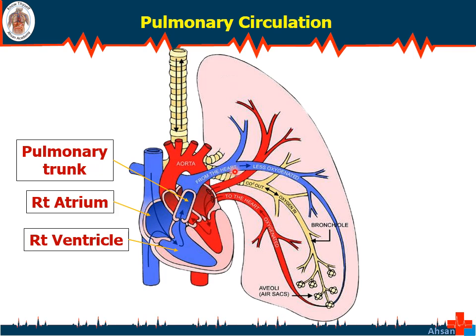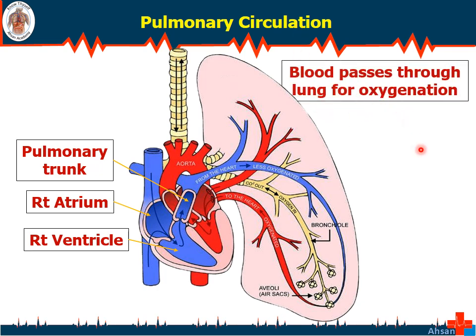Then it divides into two and takes it to the left and right lung and divides into capillaries to get an exchange of atmospheric gas and the blood gas. And then it returns back to the left atrium. This circulation which starts from the right ventricle, passes through the lung and returns back to the left atrium, is pulmonary circulation. The function of this circulation is to oxygenate the blood.